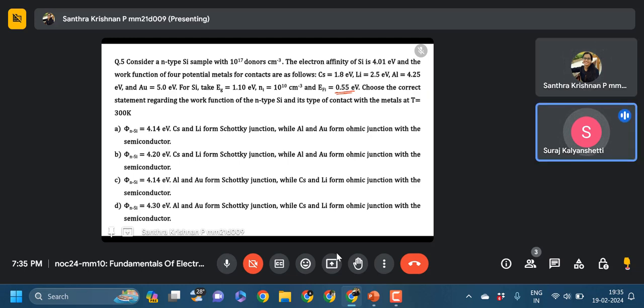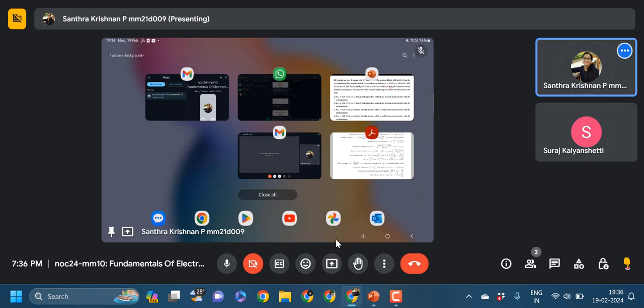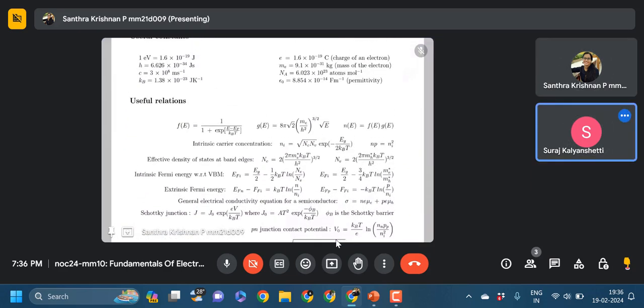Otherwise, I can do it the other way around. If you can show that sheet, please. Sorry, I know it's difficult to switch. If I multiply 1.38 into 10 raised to minus 23 by 1.6 into 10 raised to minus 19, it is in joules, since electron volt is converted to joule by multiplication. If you want to convert the reverse, you'll have to divide 1.38 into 10 power minus 23 by 1.6 into 10 power minus 19. Okay, it is better to multiply than divide, at least for me.